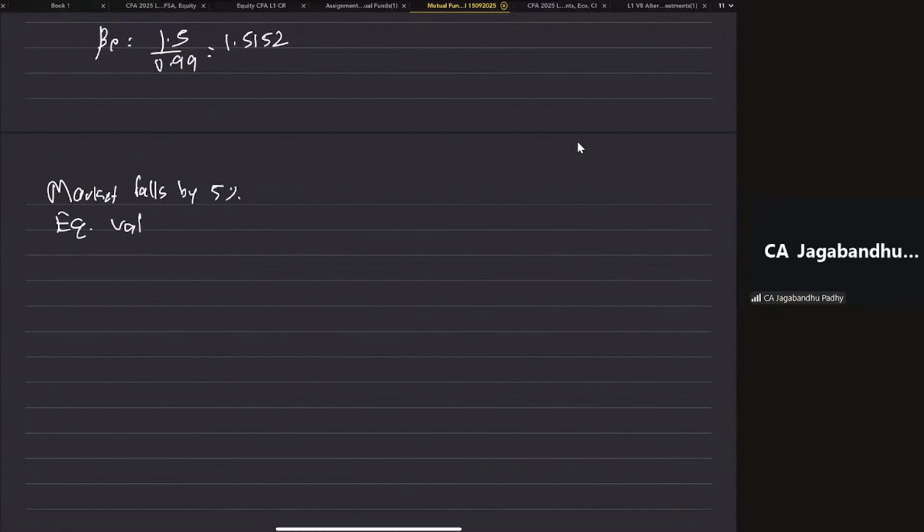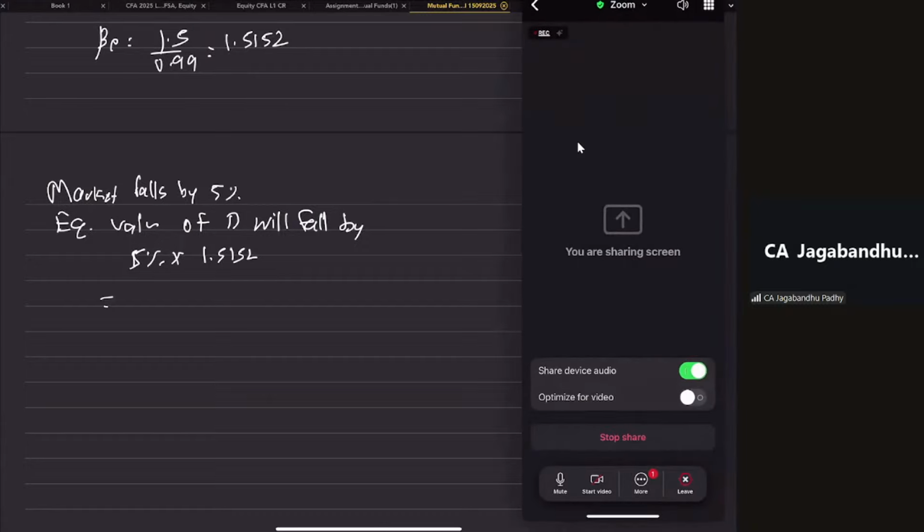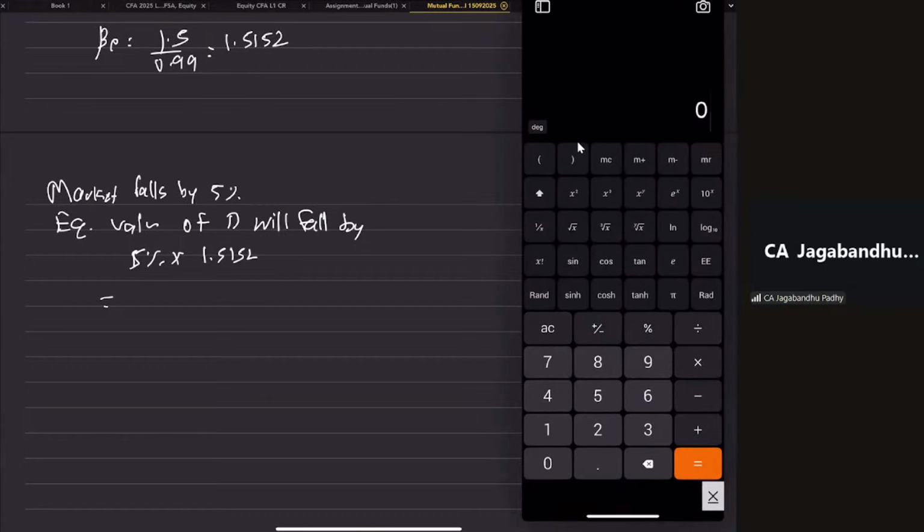Equity value of D will fall by what percentage, guys? Can I say this will fall by 5% into 1.5152, right? Because our beta is 1.5152. So 1.5152 into 5% is going to be a fall of 7.576%.